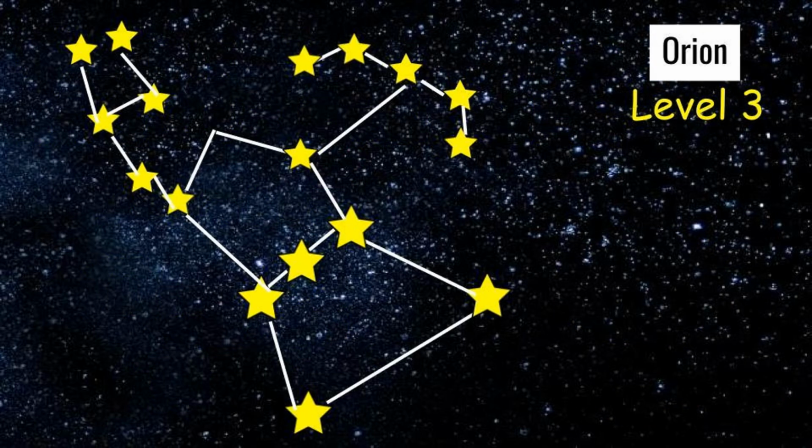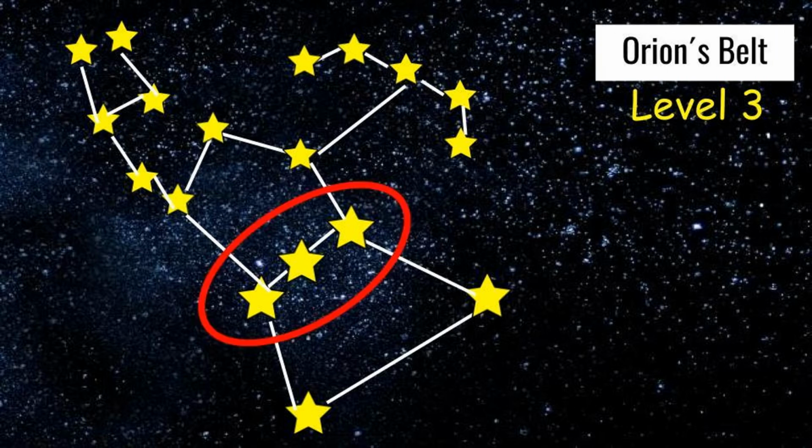The next constellation that we see is called Orion. Many people recognize it once they find Orion's belt, which is made out of 3 stars.